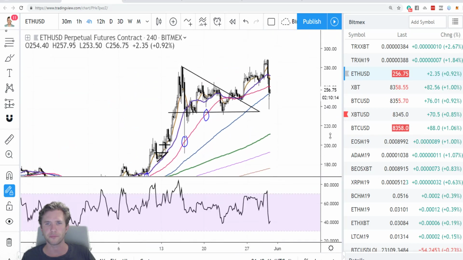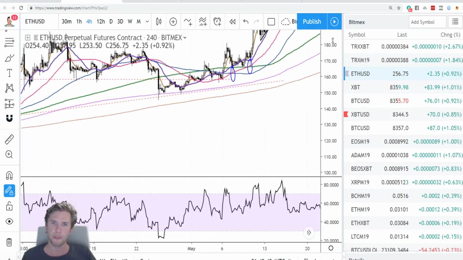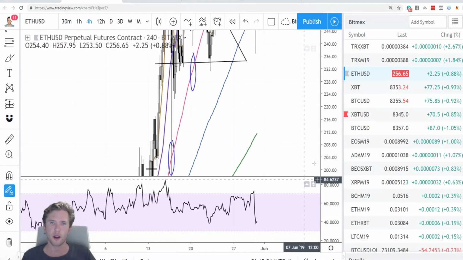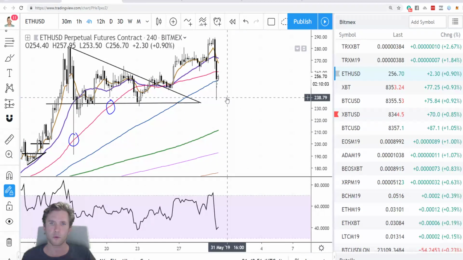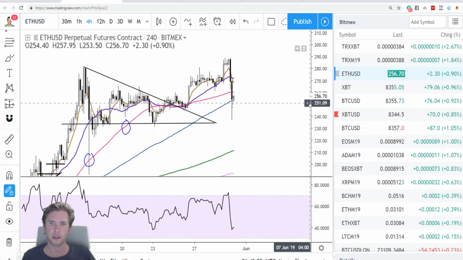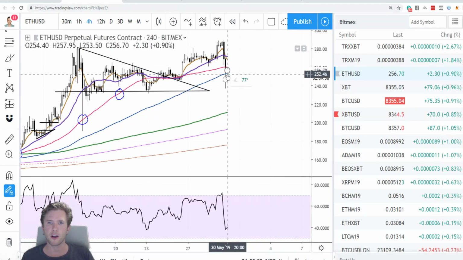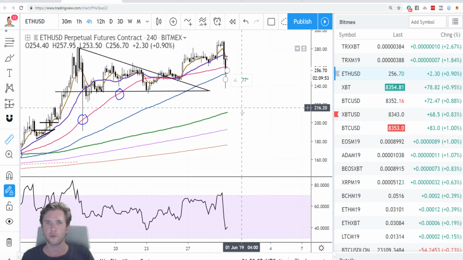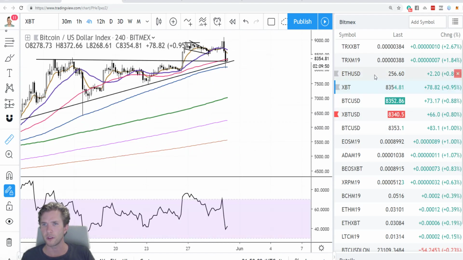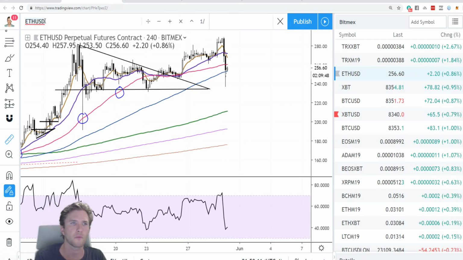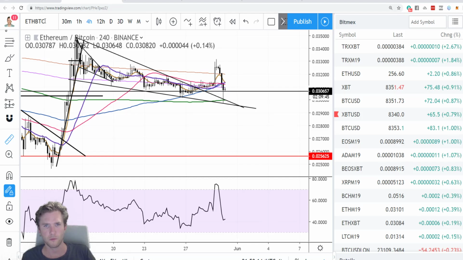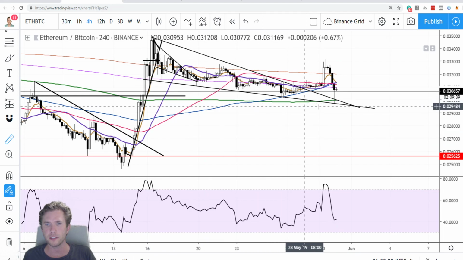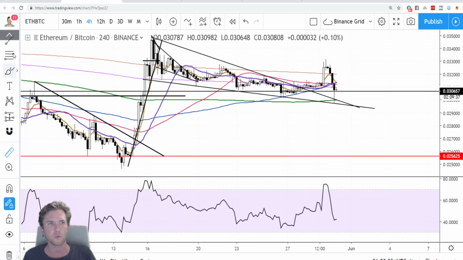Let's take a look at the 4 hour. So the 100 MA caught us on the 4 hour. We're closing right on this 100 MA. If this 100 MA holds, it should take us at least up to 272 before a drop back down. Let's look at ETH BTC. So ETH BTC got supported by that 200 MA as well.